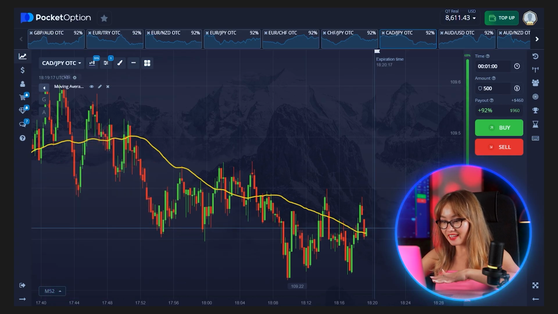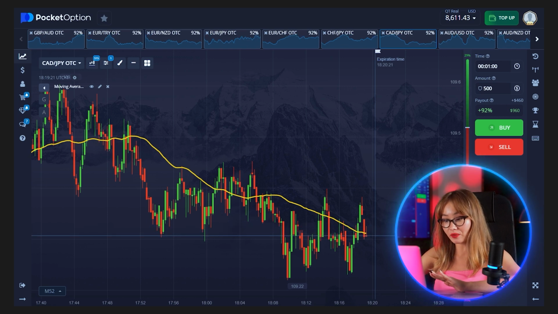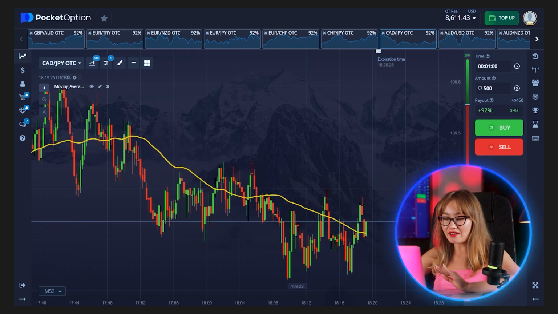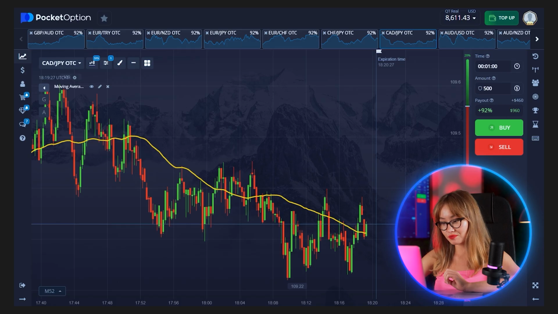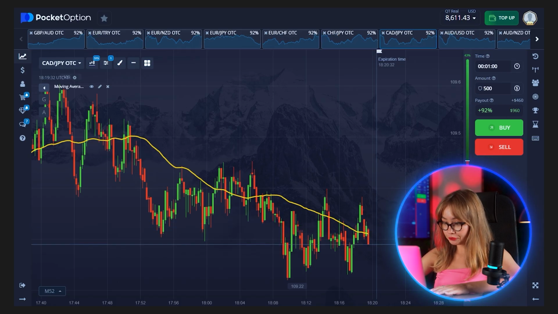Alright, forget this trade. You can't predict everything. This strategy works 90% of the time if you know what you're doing. But predicting everything is impossible, of course. So let's move on.